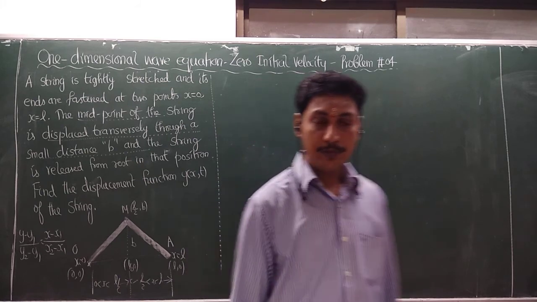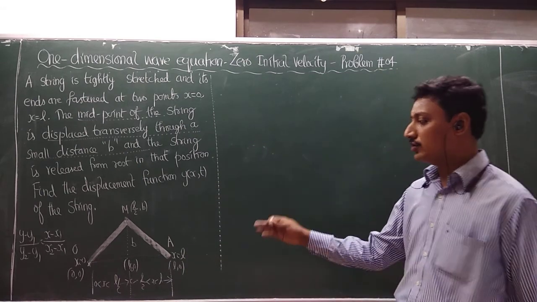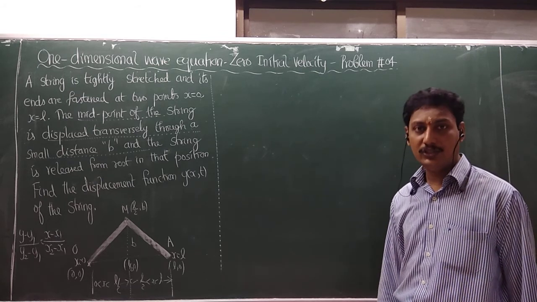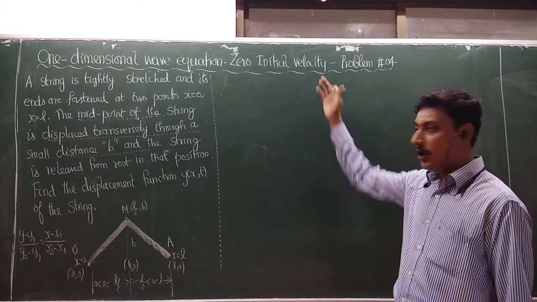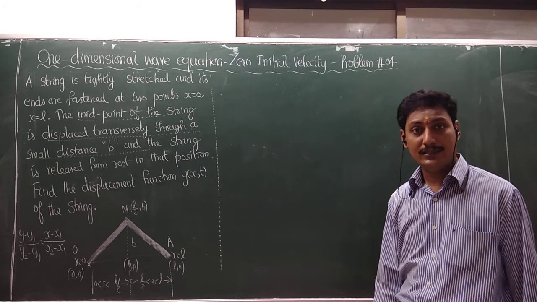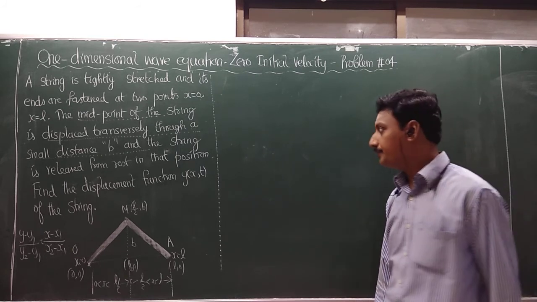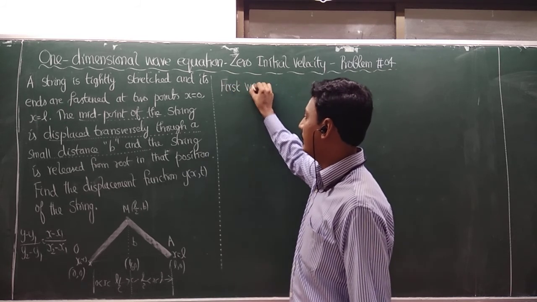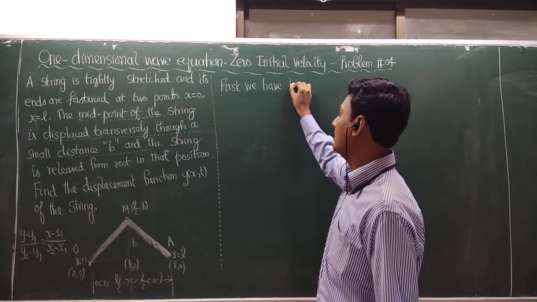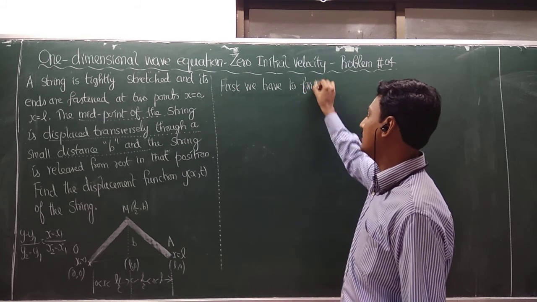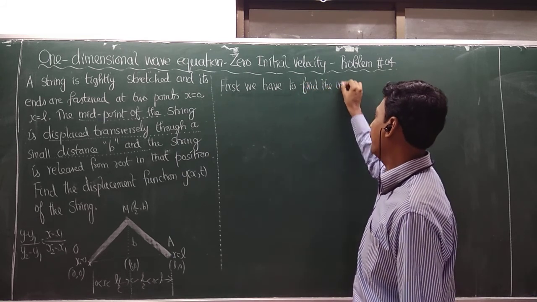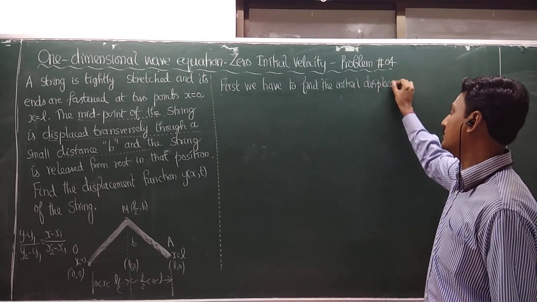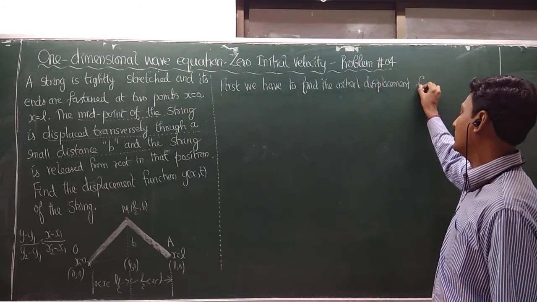After getting the initial displacement function, obviously once we have the non-zero initial displacement function, this comes under the velocity 0 case. Is that right? Now let's find out. First we have to find the initial displacement function of the string.